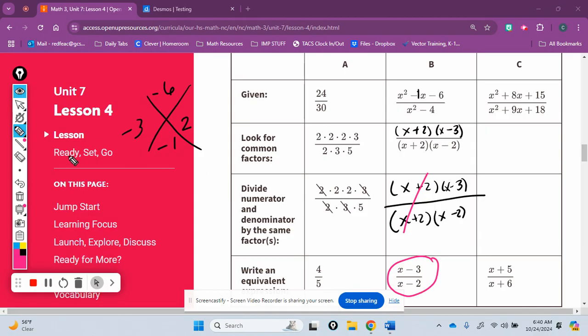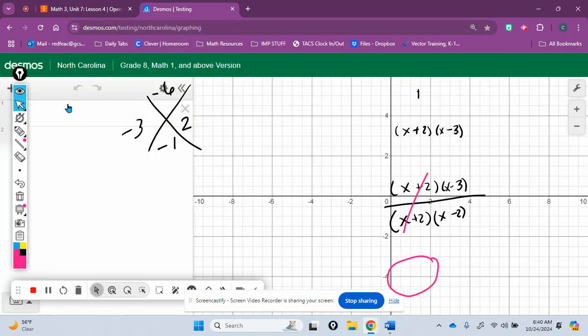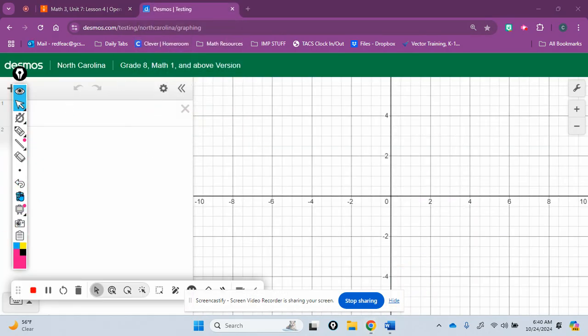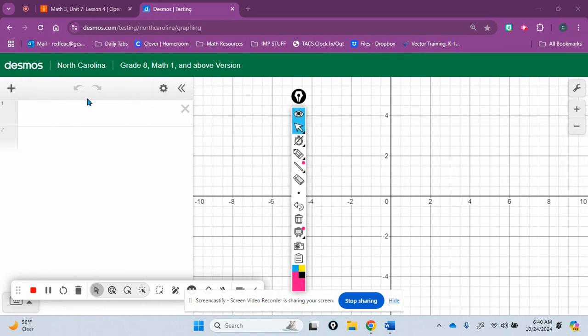And then my equivalent expression is x minus 3 over x minus 2. Okay, so the next one, same pace. Now, without factoring, let's say this was a multiple choice question and we wanted to see what is equivalent. We do the exact same thing that we always do: we can put it in decimals, and we're going to see which one overlaps our graph.